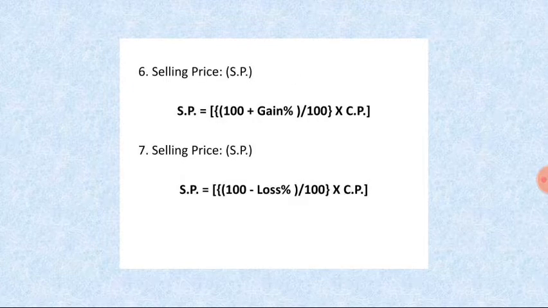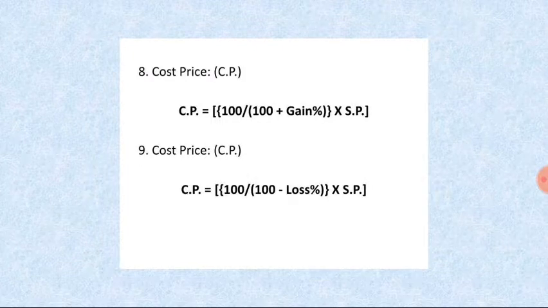Selling price SP equals 100 plus gain percentage by 100 into CP. Next one, selling price equals 100 minus loss percentage by 100 into CP. Cost price CP equals 100 by 100 plus gain percentage into SP. Next one, cost price equals 100 by 100 minus loss percentage into SP.